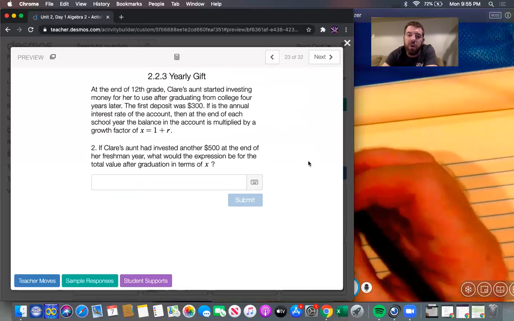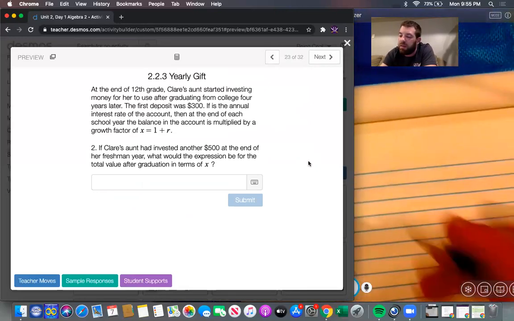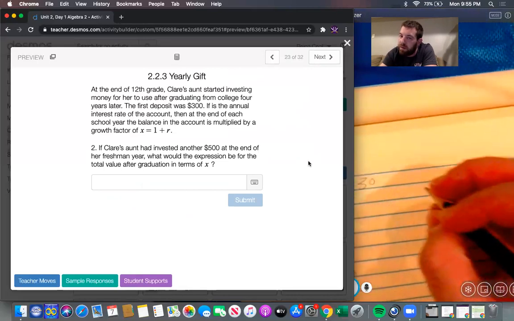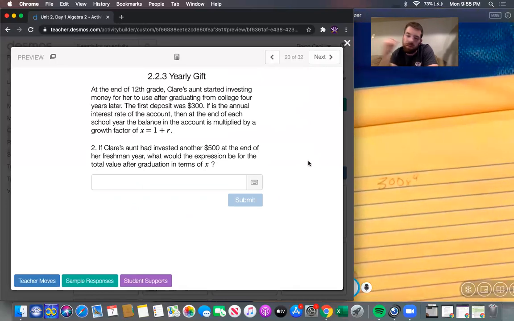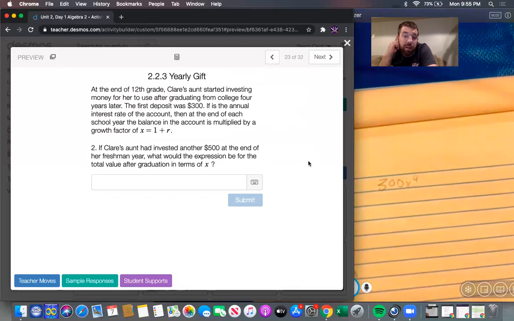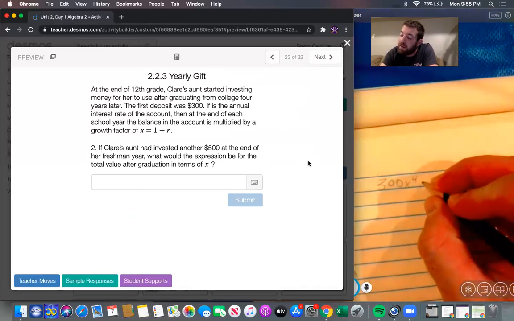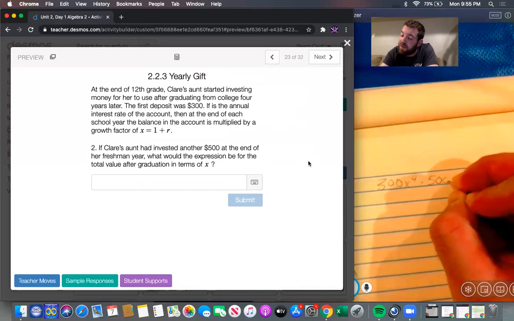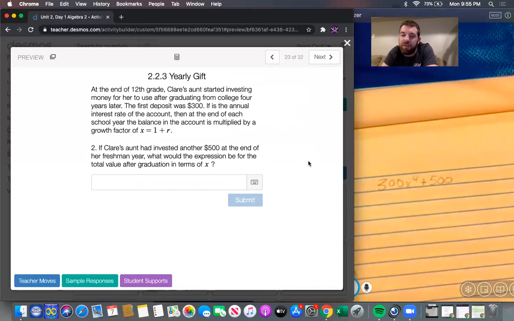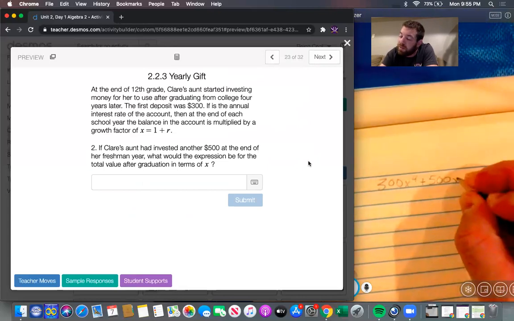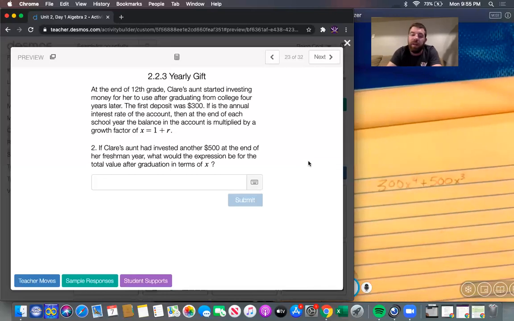Okay, so we know that we have the 300x to the 4th. But now she added another 500 at the end. So now we've got the plus the 500 that we added after the freshman year, and that's going to grow for 3 years. So now this is going to be 500x cubed.